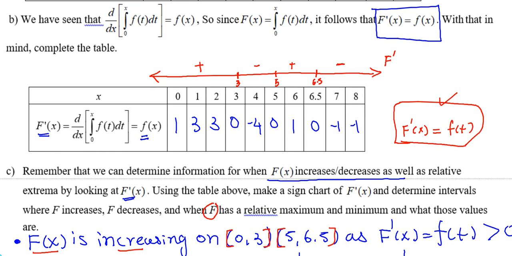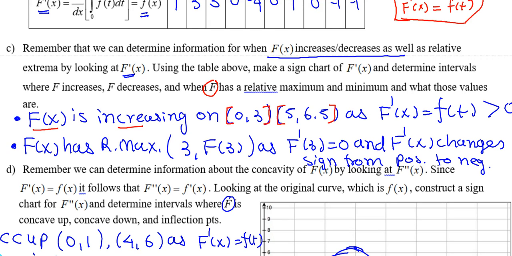So let's talk about the point of inflection. Remember, we can determine the information on concavity. F double prime is greater than 0. So if we know that f prime of x is the derivative of f of x, then f double prime is the derivative of f prime of x. Looking at the original curve, construct the sign chart for f double prime of x, and determine whether f is concave up, concave down, and the inflection points.